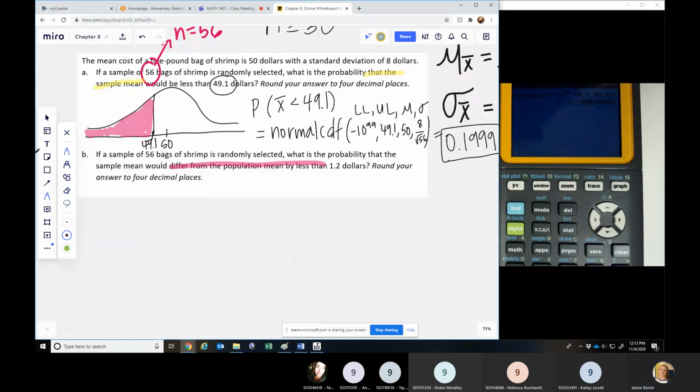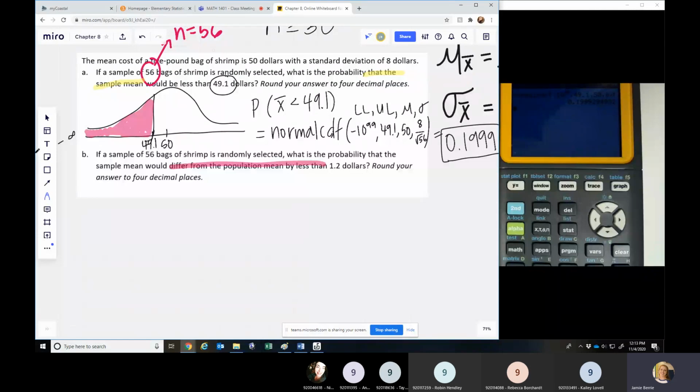So make sure that you know how to do these problems. Make sure you know what it means when it says, what's the probability that either the sample mean or the sample proportion would differ from the population mean or population proportion by less than a certain amount. So make sure you know how to do those problems. And I'm going to go through it right here.